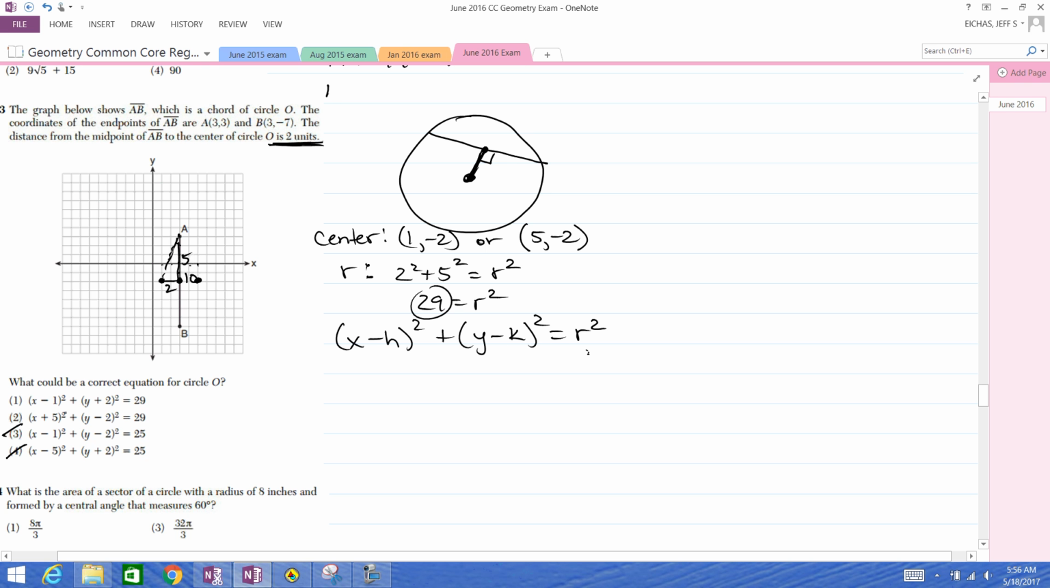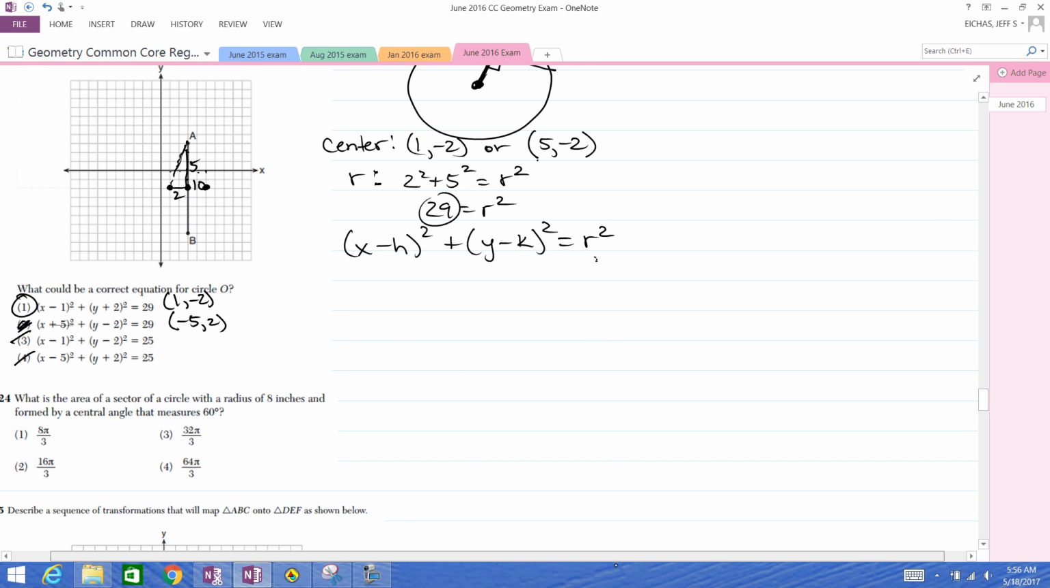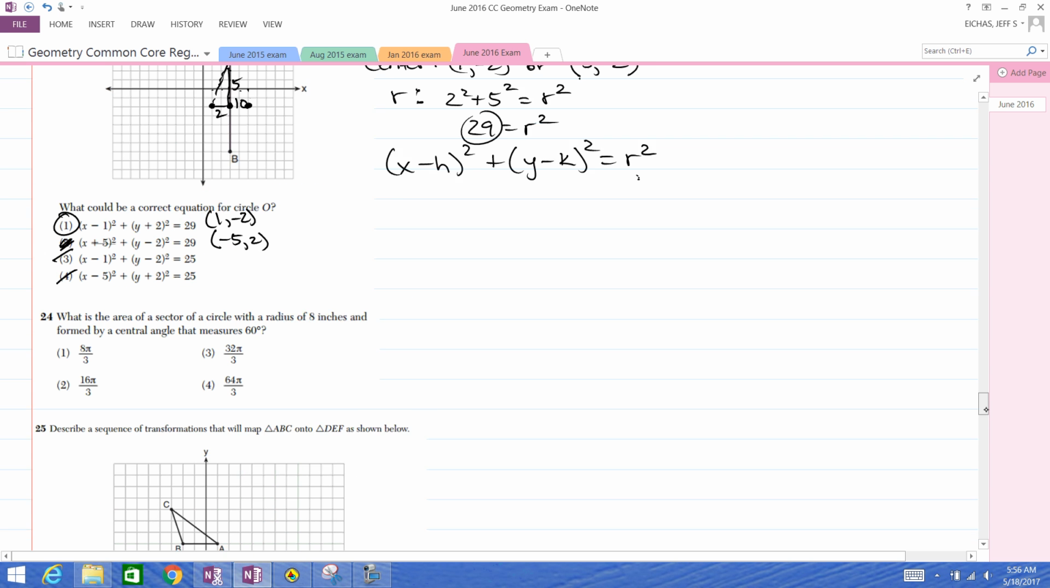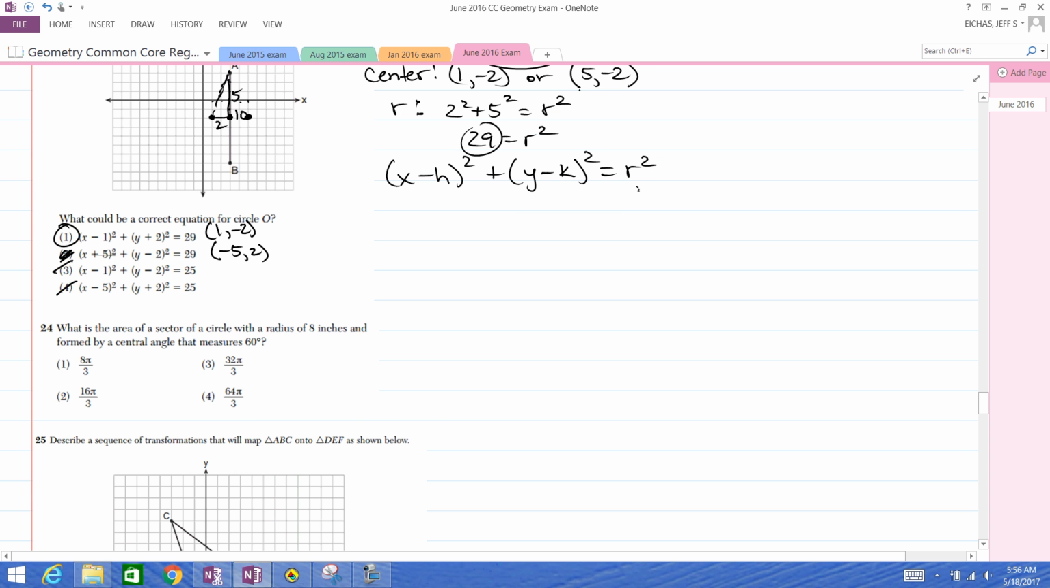Let's check out the centers. Right here is the indicator. If this were our equation, the center would be (-5, 2). That's not what we want. This one has a center of (1, -2), which is one of our possibilities. So get rid of that one, and it's choice 1. All right, tricky problem. That one I have not seen that way, but Common Core is known for that. They're going to try to find a different way than you've seen it before. So, good one.